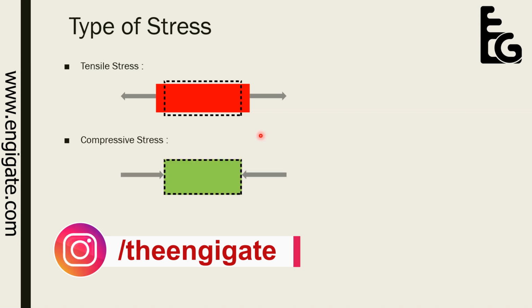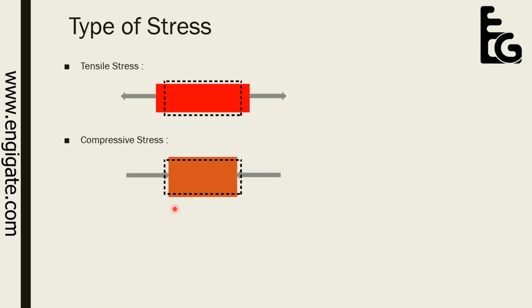Compressive stress. When we are applying axial load in inward direction, it will try to reduce length of the object. Here internally developed resistance force is in the outward direction, but we are calling it compressive stress only.